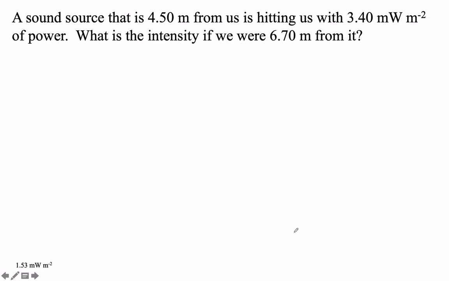A sound source that is 4.5 meters from us is hitting us with 3.4 milliwatts per square meter. So our x is 4.50 meters, and our intensity is 3.4 times 10 to the minus third watts per square meter. What is the intensity if we are 6.7 meters from it?